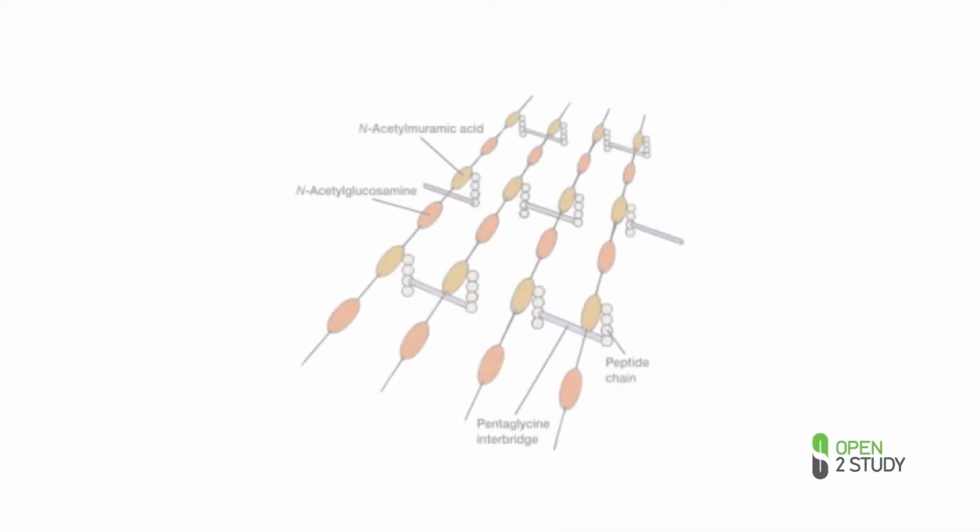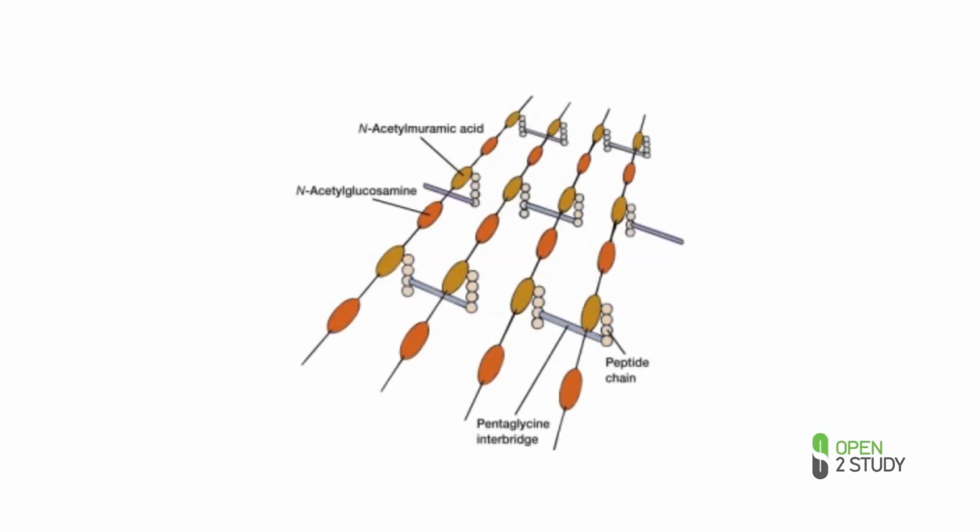Let's study the peptidoglycan structure. As you already know, peptidoglycan layer exists in both Gram-positive and Gram-negative cell walls. Peptidoglycan is a mesh-like polymer composed of many identical units. Each unit contains two sugar derivatives and several different amino acids.